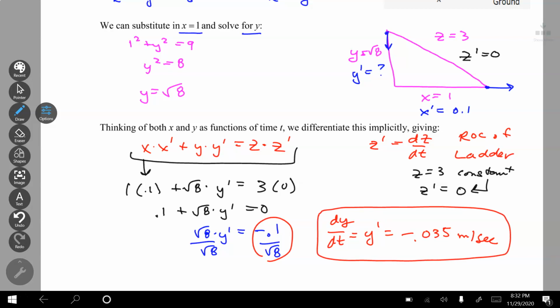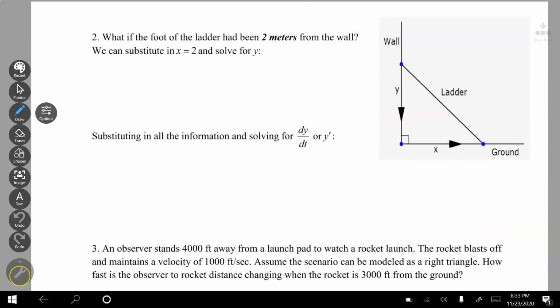Okay? Start off with our formula, take its derivative, we plug in what we know, and we find out what we're trying to find. Well, what if the ladder had been 2 meters away from the wall instead of 1 meter? So that means this x is equal to 2. My x prime is still equal to that 0.1 meters per second. My y prime, I don't know right now. My z, my ladder, has not changed length.